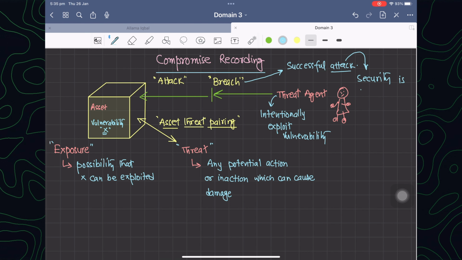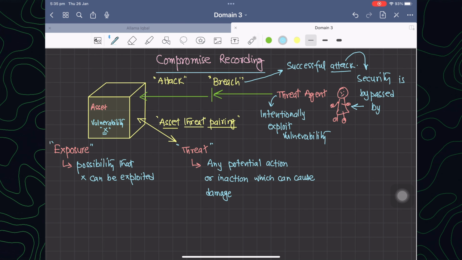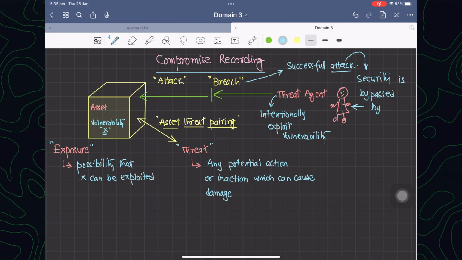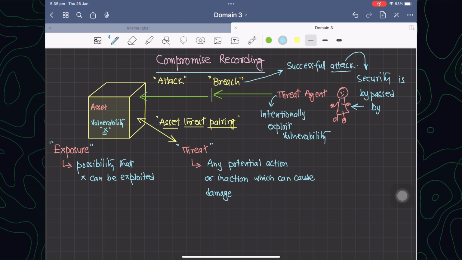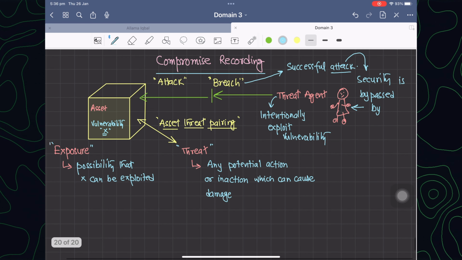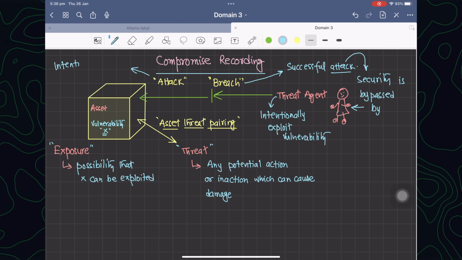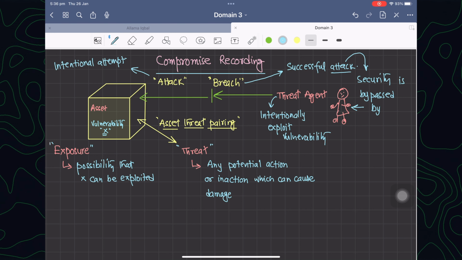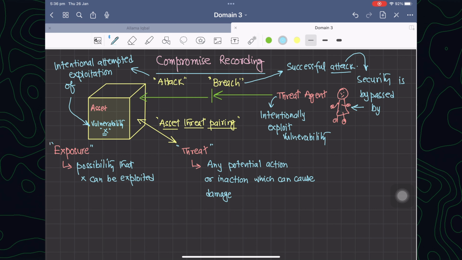So these are the two stages of security compromise. First, a breach happens. What is a breach? A breach is basically the security being bypassed by a threat agent, by an attacker. Once a security perimeter is breached or bypassed, we say that the breach is successful. Now, once the breach is successful, the attacker tries to exploit the vulnerability, and this phase is called the attack.